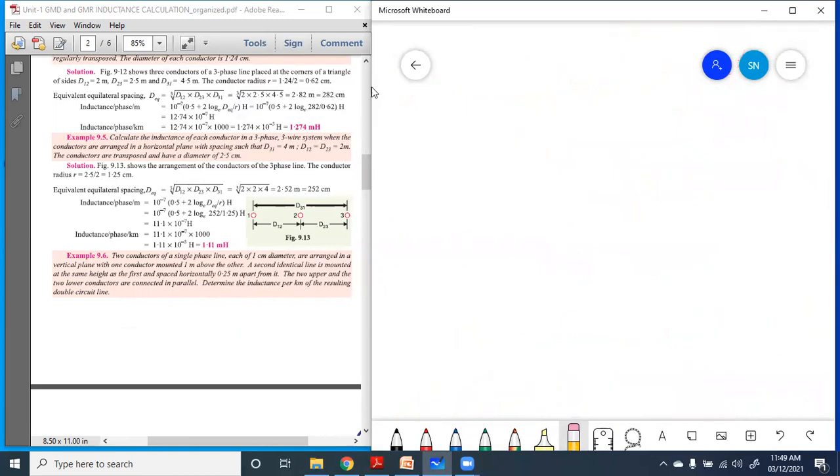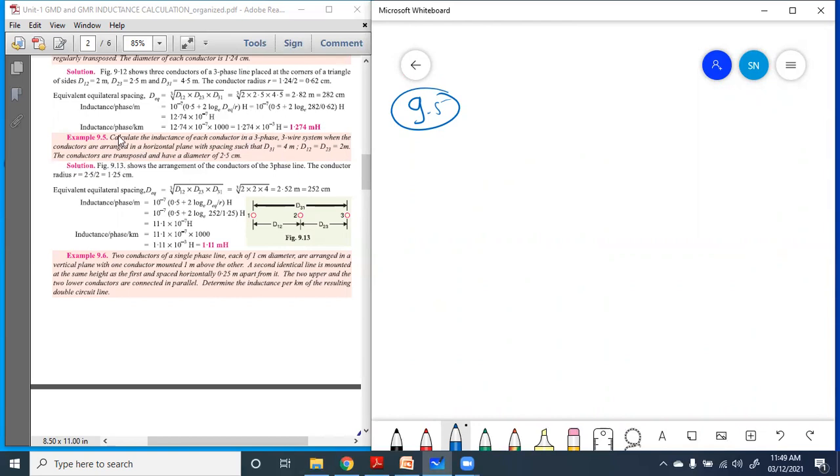Next numerical, number 9.5. What is the numerical? Calculate the inductance of each conductor in a three-phase, three-wire system when the conductors are arranged in the horizontal plane with the spacing such that D31 is equal to 4 meter, D12 and D23 are equal to 2 meter, and the conductors are transposed and have a diameter of 2.5 centimeter.